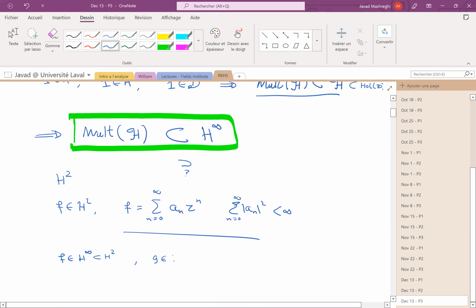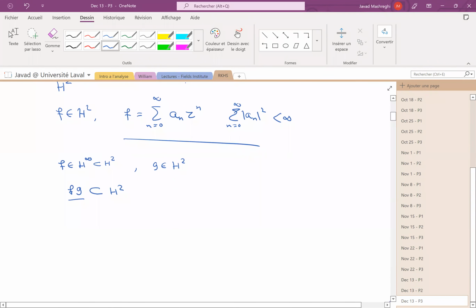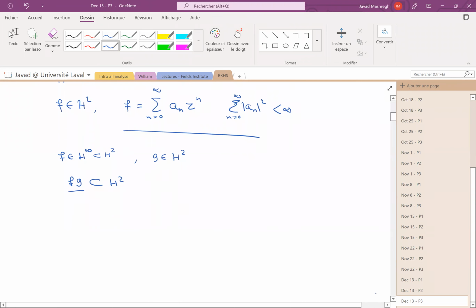And G is in H2, and then you do the multiplication. This is a holomorphic function, it has its own Taylor representation. You have to find the coefficients of this and show that the coefficients are square summable to conclude that it's in H2. Well, it's not a good method to do it. So here we stick to another representation, another definition.